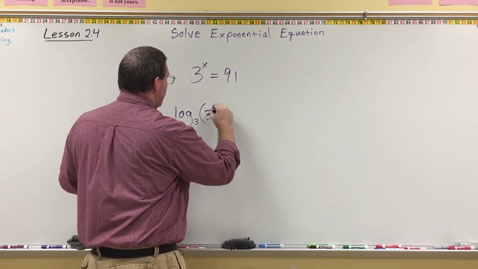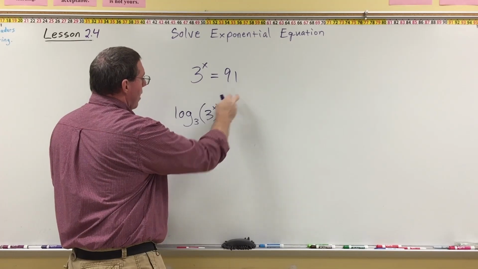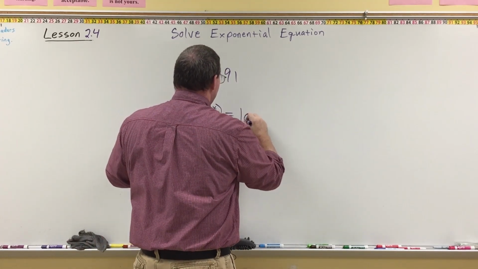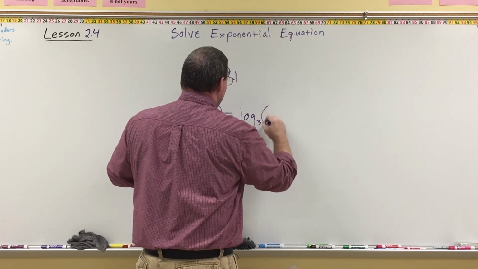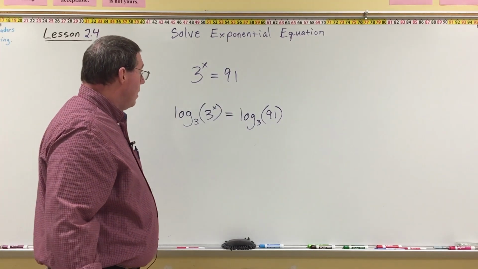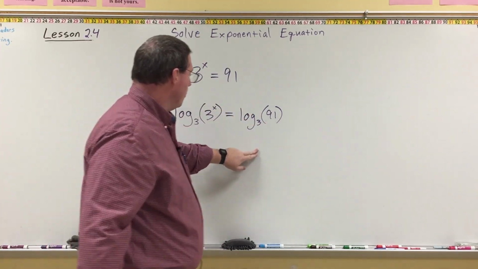We're going to put 3 to the x power, and then we're going to put equals. And over on the right side, since we did log base 3 of the left, we have to do log base 3 of the right. So now we're going to do log base 3 of 91. And so we've done our first algebraic step. We did it legally, we did it correctly, and now we can proceed with the solution.